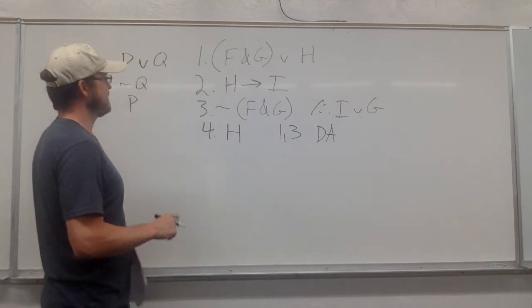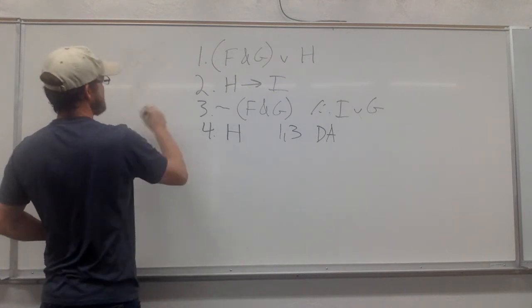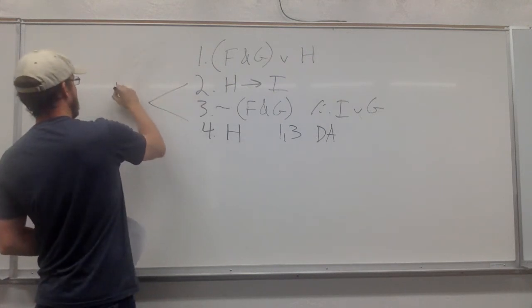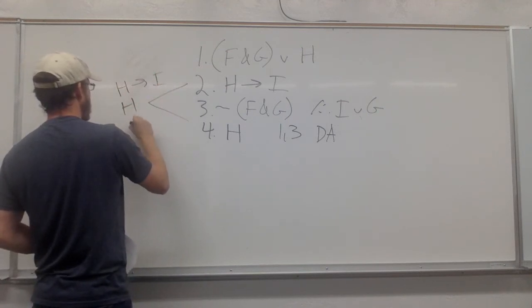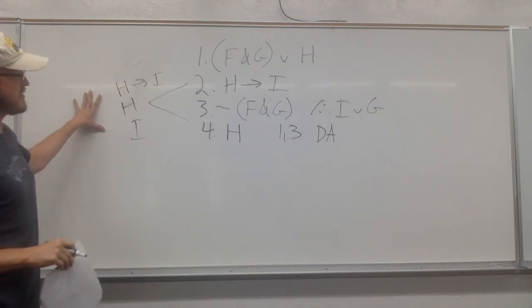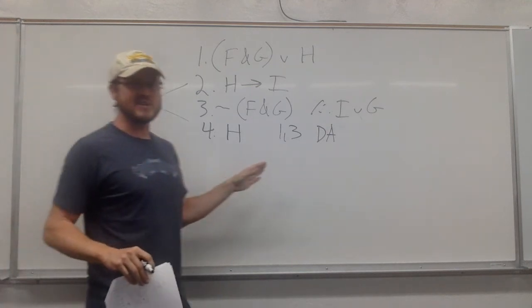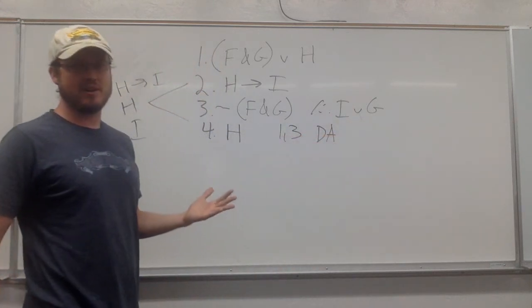Now I'm already seeing, I can do modus ponens here. I can pull these out and do H arrow I, H, therefore I, can't I? So I see, modus ponens, that gets me an I. And remember before I said if I had an I I could do an addition to get to the G. So I'm almost there already.